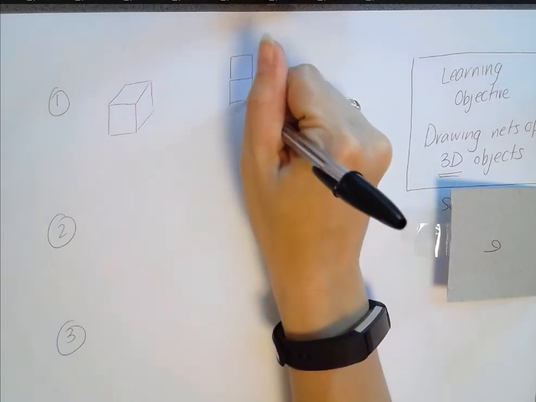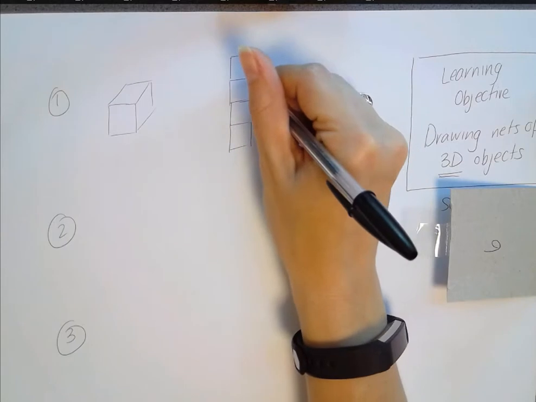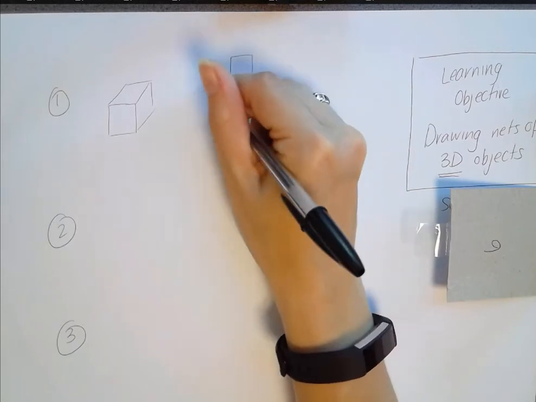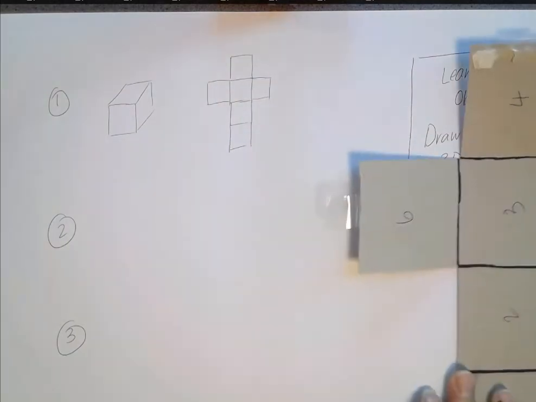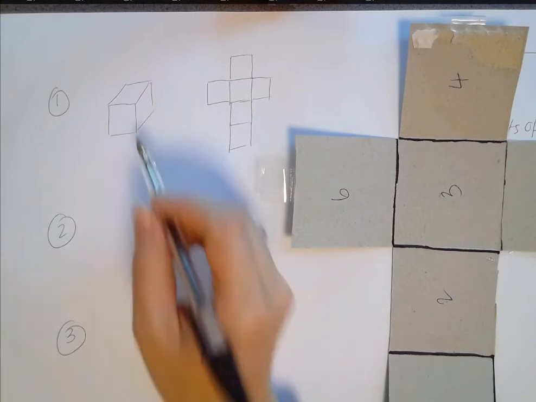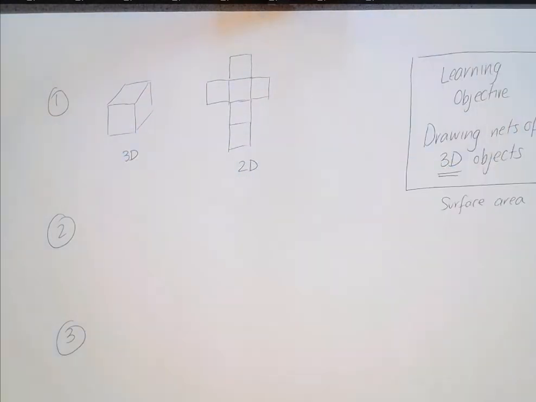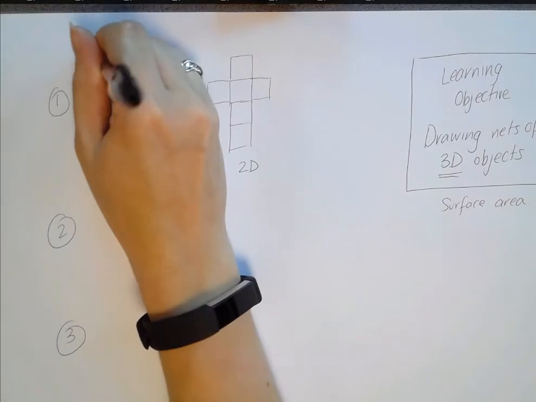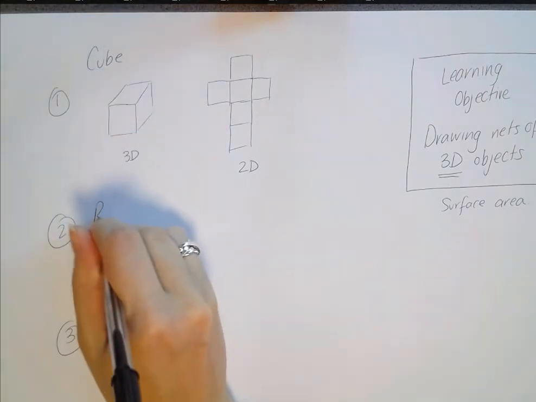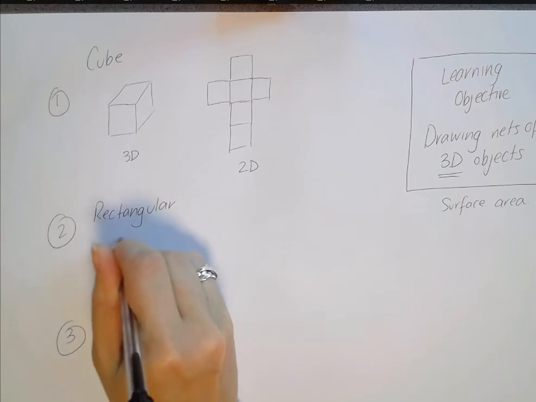All right, if each face of this 3D shape is a square, then when we unfold it, we will see 6 squares exactly like we have just here. So this is called a 2D net of a 3D object. Right, this is of course our cube. Our next one is going to be our rectangular prism.